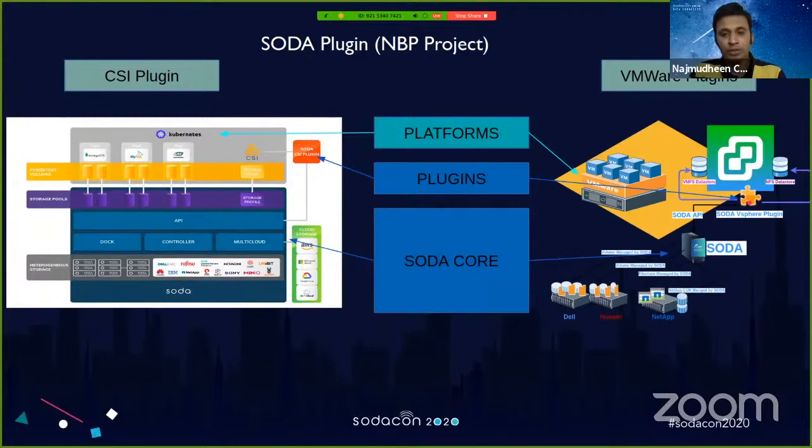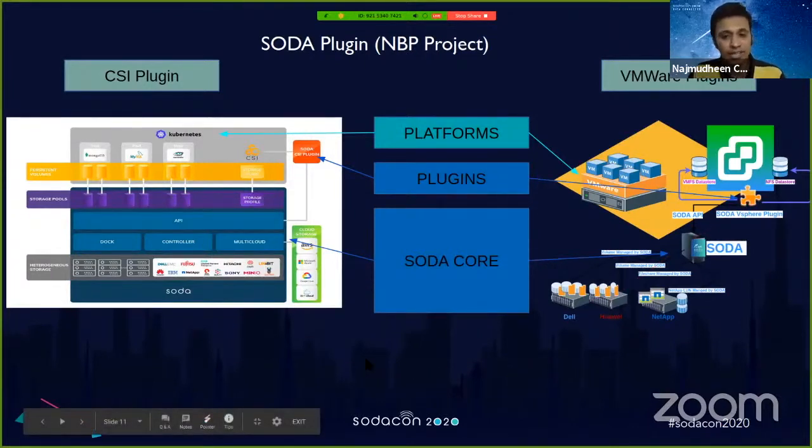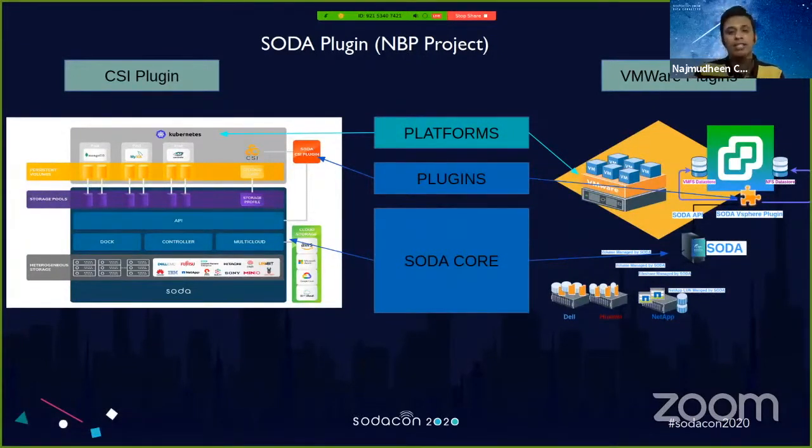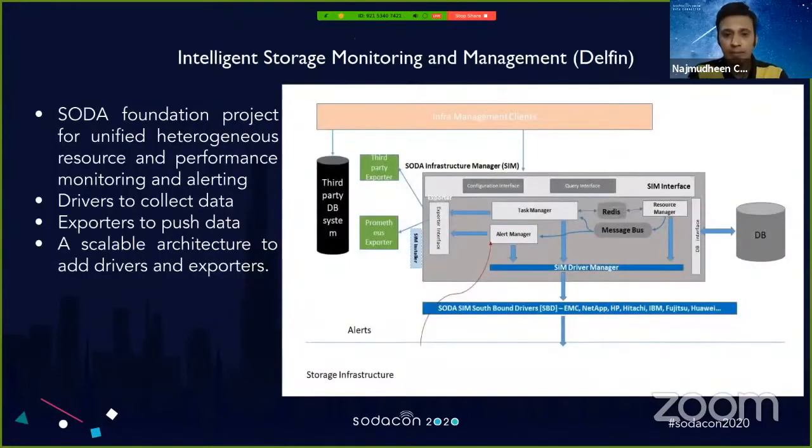There are two plugins available now, NGC and VRO. VRO is for the vRealize Orchestrator, and NGC is for the vCenter plugin. This project is also in the NBP project, which is a Java based project. So that is pretty much about the NBP project.